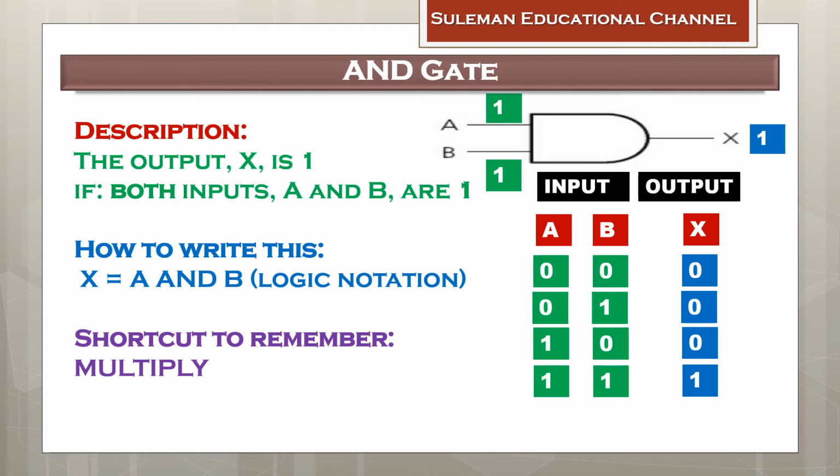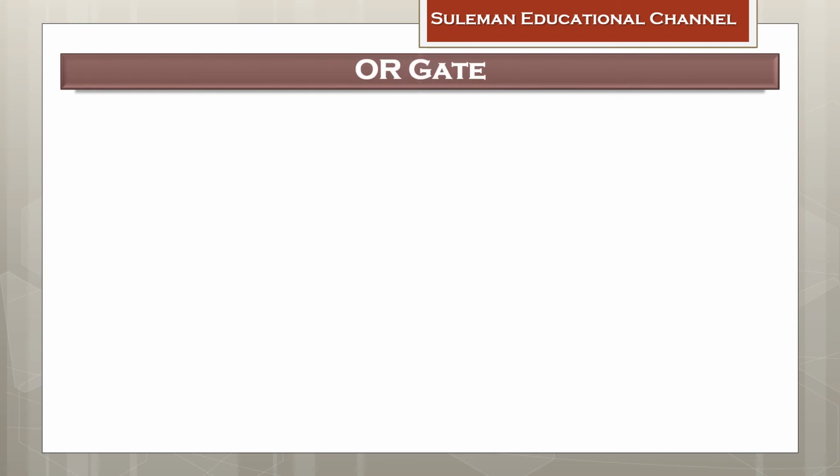We can see from the table that the output is 1 when both A and B is 1. If either A or B is 0, then the output will be 0 because 0 multiplied with any number is 0.